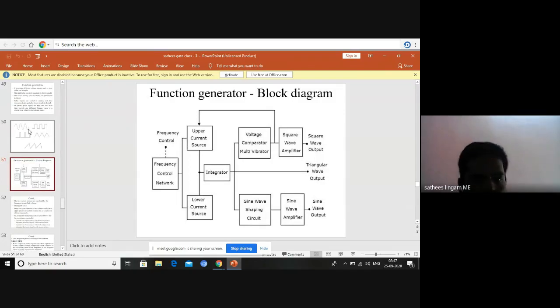Here, the blocks we have are the frequency control network, upper current source, lower current source, integrator, voltage comparator, multivibrator, square wave amplifier, sine wave shaping circuit, and sine wave amplifier. On the output side, the square wave output is received from the square wave amplifier, the sine wave output from the sine wave amplifier, but the triangle wave output we receive from the integrator itself.